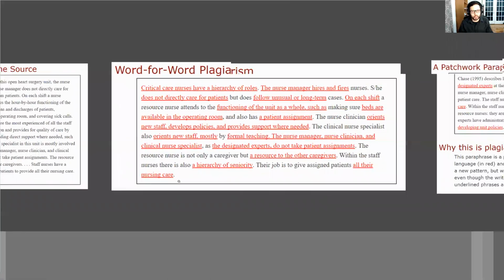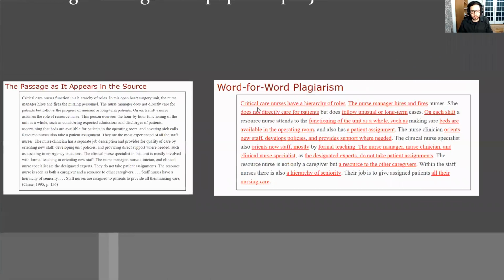Word for word plagiarism just copies the source almost directly. "Critical care nurses have a hierarchy of roles." "Critical care nurses function in a hierarchy of roles." So what they did is they took out the word function, but it's still the same sentence. Right? This is word for word plagiarism, even though there's some editing going on. It's not just copying and pasting the entire paragraph, but significant chunks of it are copied and pasted from the original source. That's word for word plagiarism.